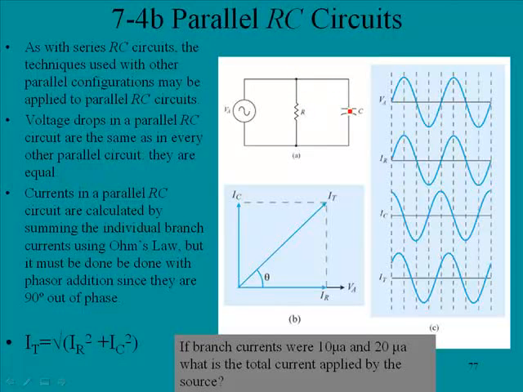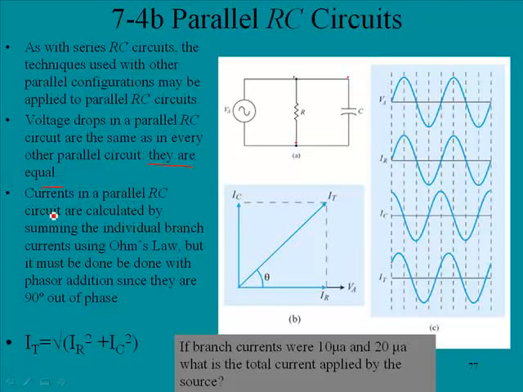As with series RC circuits, the techniques used with other parallel configurations may be applied to parallel RC circuits. Voltage drops in a parallel RC circuit are the same as in every other parallel circuit, and hence they are equal. And so we have an applied voltage, and that voltage is equally applied across the resistor and across the capacitor. And here we have our diagram of applied voltage, and this will be the same throughout the circuit.